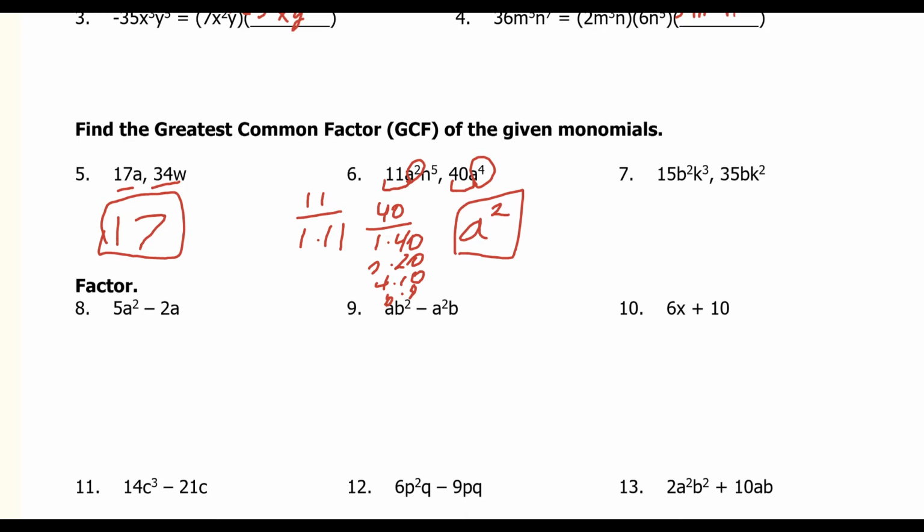Now, number 7. Well, number 7, we got 15. That breaks apart into 1 and 15, and 3 and 5. Alright? And then 35 will break apart into 1 and 35. And then, let's see, 5 and 7, and that's it. But what we have in common is they both have 5.